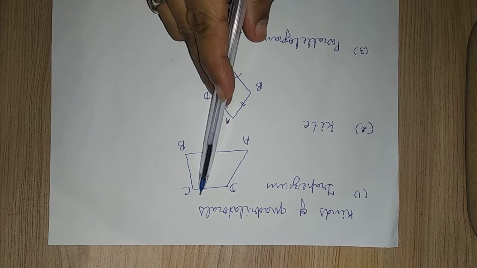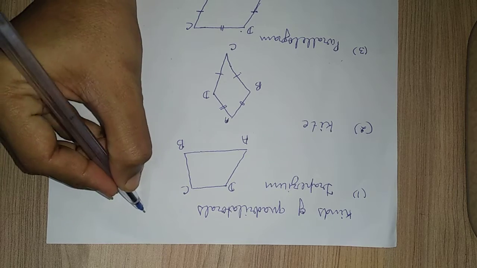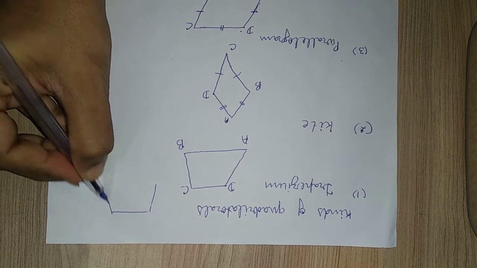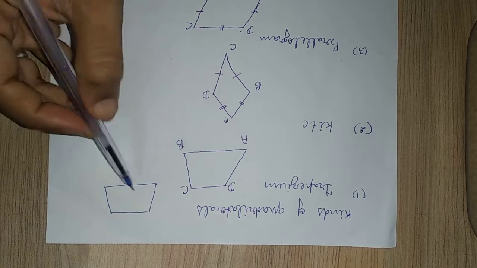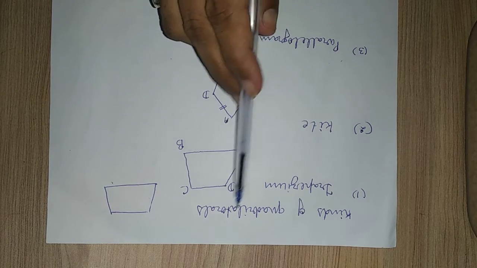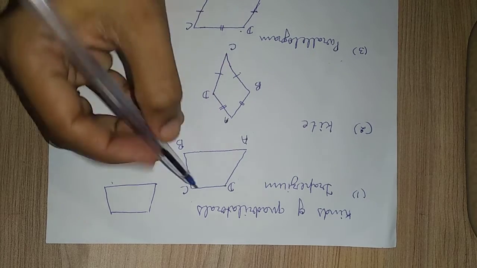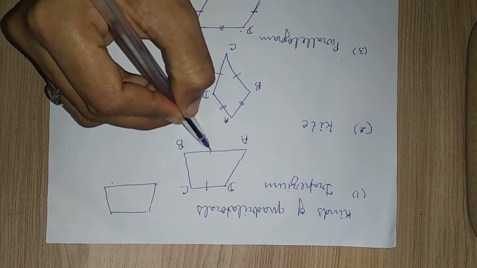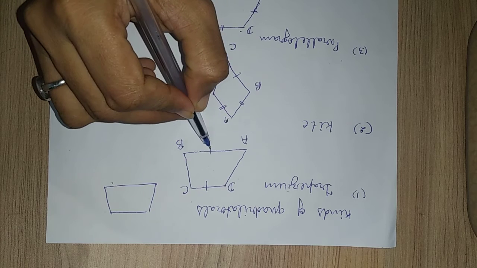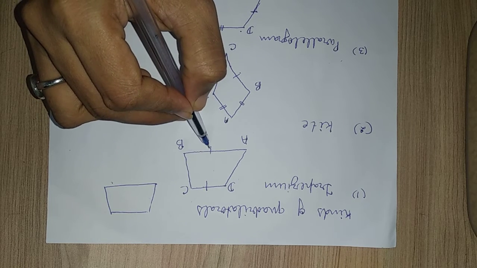Kinds of quadrilaterals. What is a quadrilateral? A quadrilateral is a polygon which has four sides. So, different kinds of quadrilaterals are: first is trapezium. What is a trapezium? In a trapezium, one pair of opposite sides is parallel. Only one pair of opposite sides is parallel.